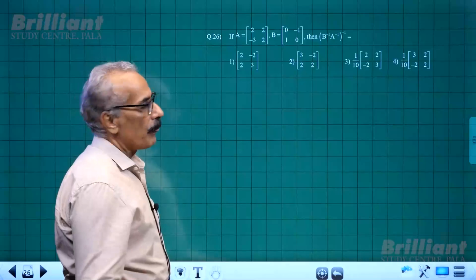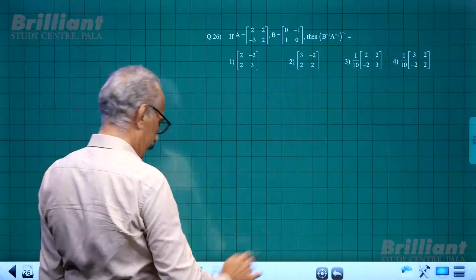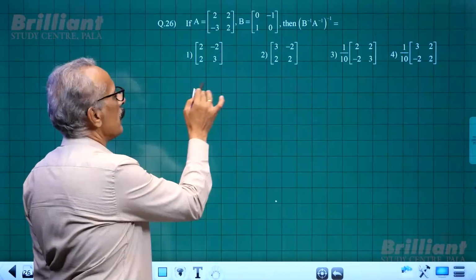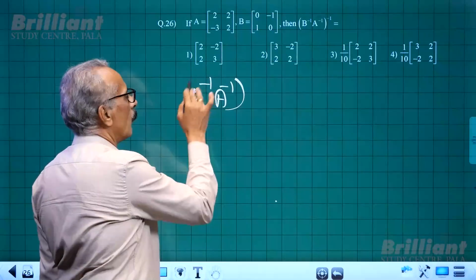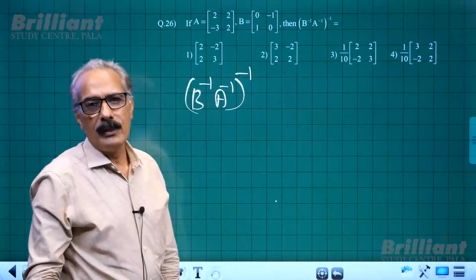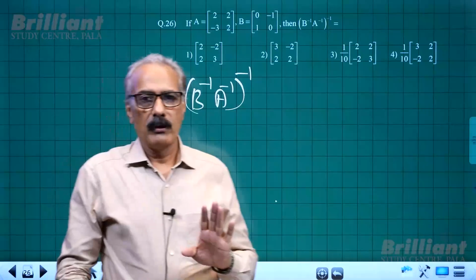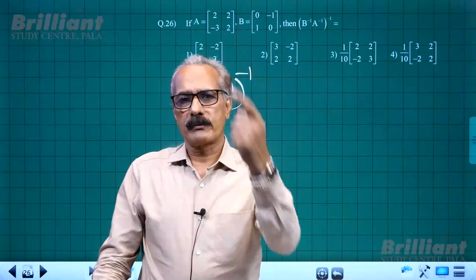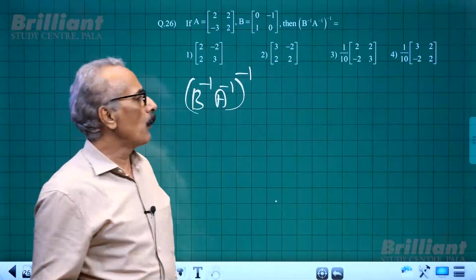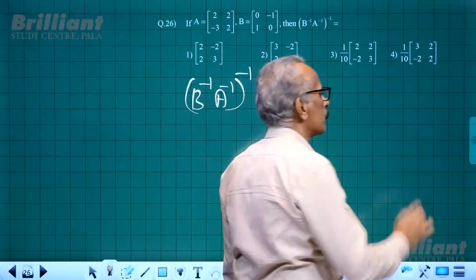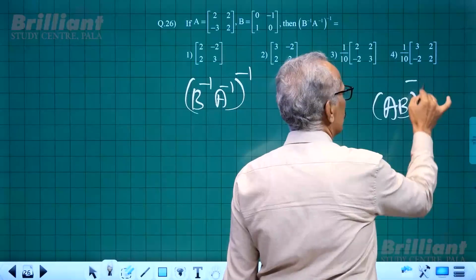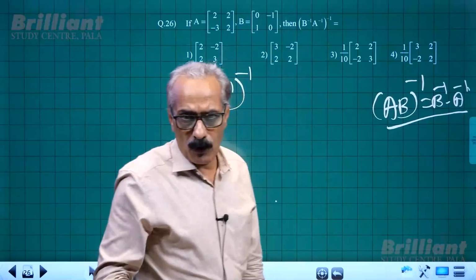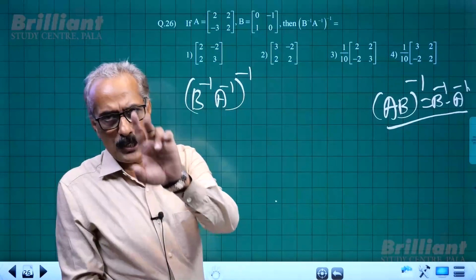That is question 26. Look at this. What do you want? A is given, B is given. So our question is (B inverse into A inverse) the whole inverse. So there is the reversal law. Who have got reversal law? Transpose, adjoint, inverse. What is reversal law? (AB) the whole transpose is equal to B transpose into A transpose. Similarly, (AB) the whole inverse is equal to B inverse into A inverse. This is called reversal law. So reversal law for inverse, transpose, adjoint.